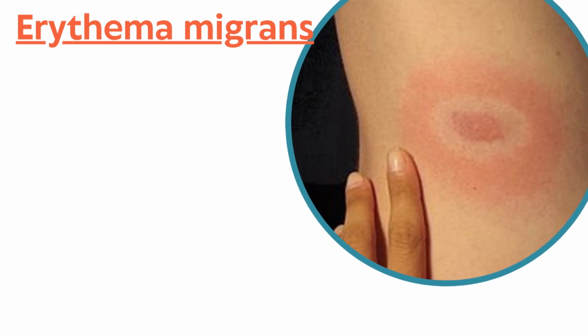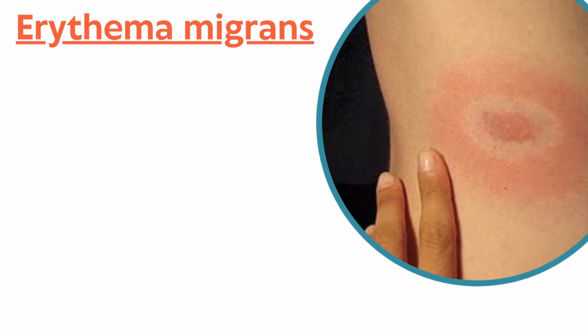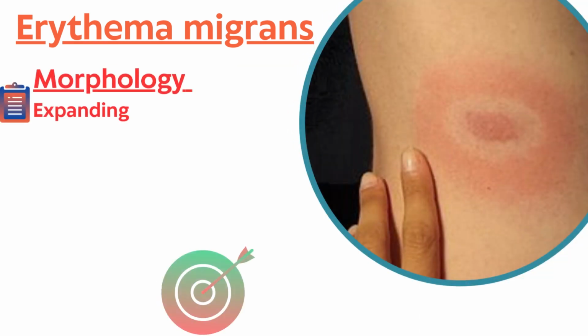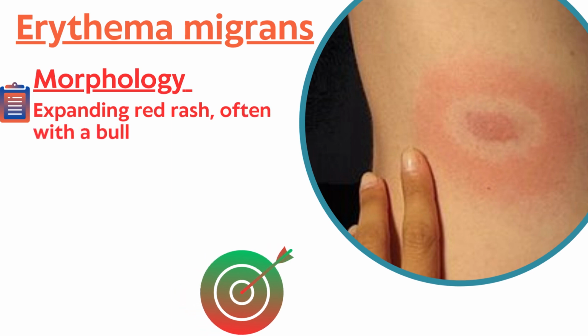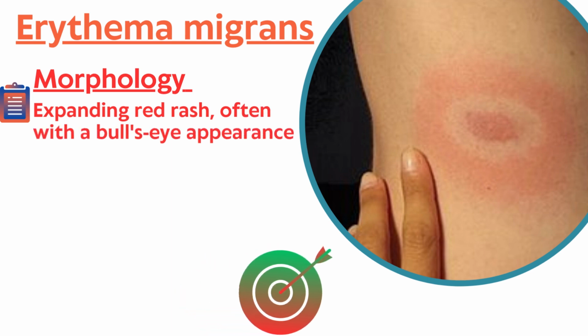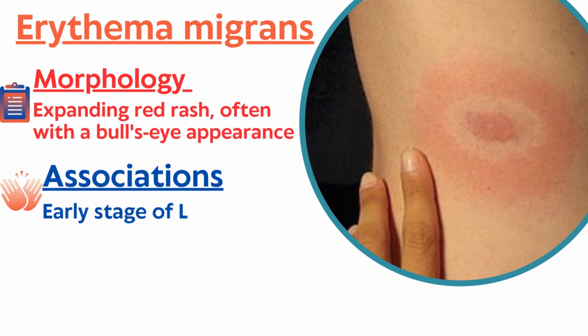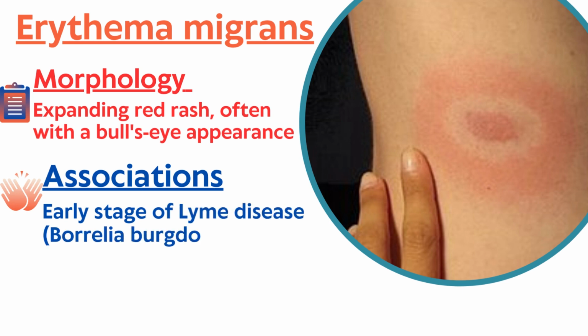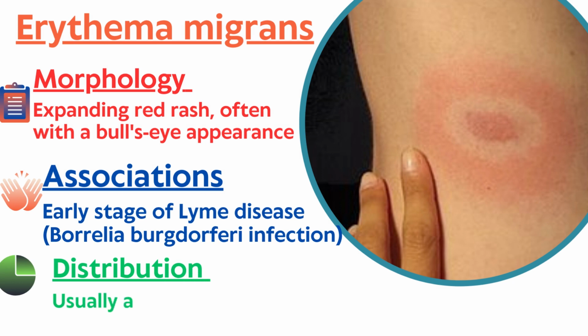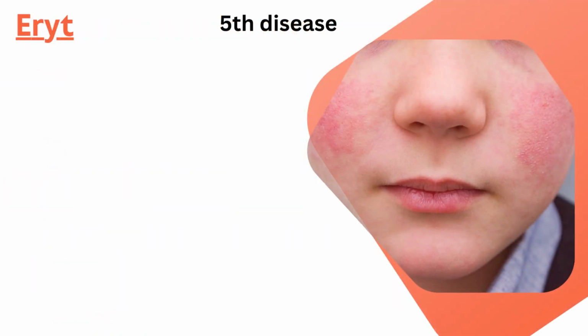Moving on, we encounter Erythema Migrans, a visually striking erythema characterized by an expanding red rash with a bullseye appearance. This particular type is primarily associated with the early stage of Lyme disease, caused by the infection of Borrelia burgdorferi. Erythema migrans typically manifests at the site of a tick bite, aiding in its identification and diagnosis.